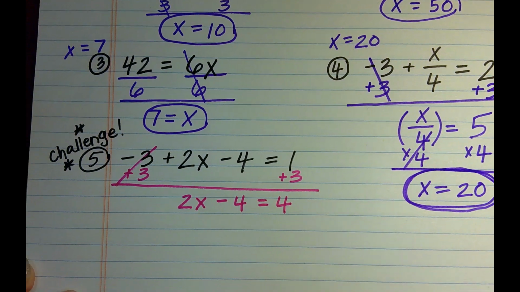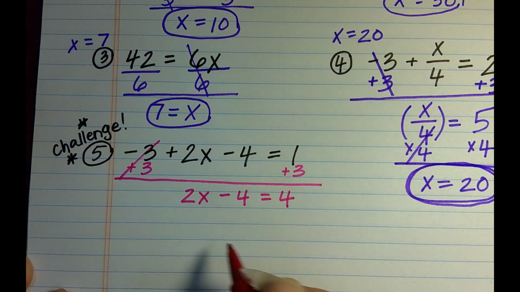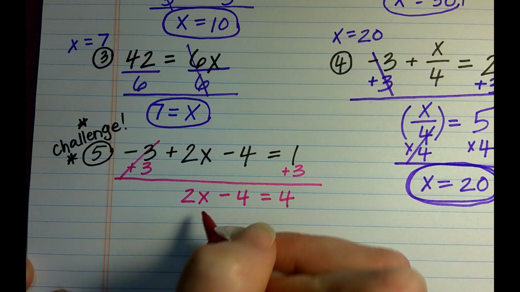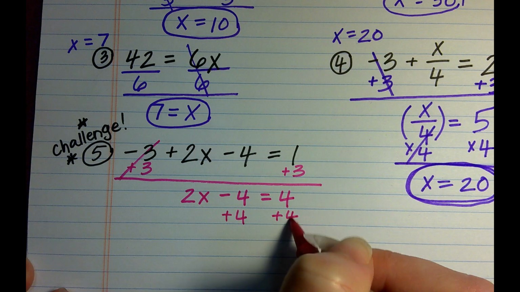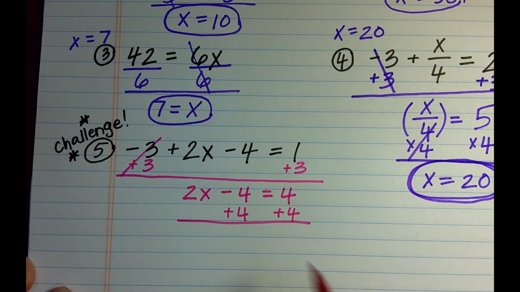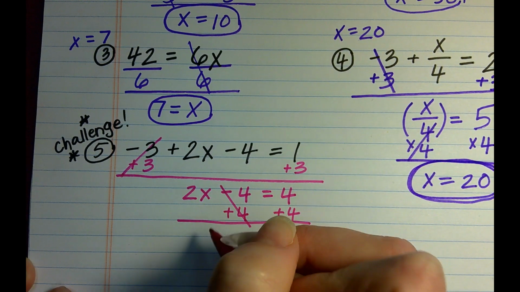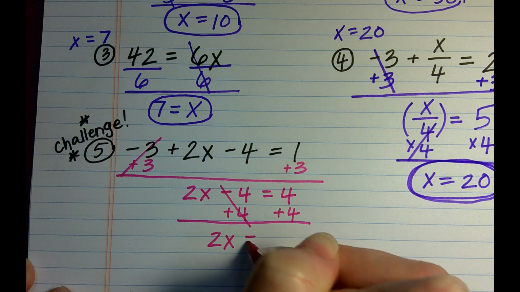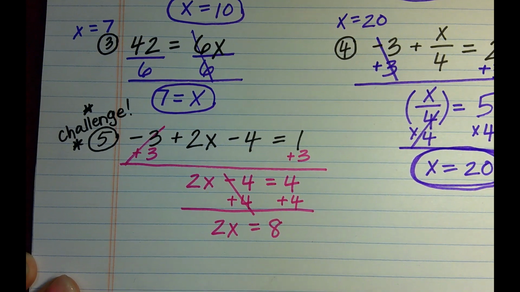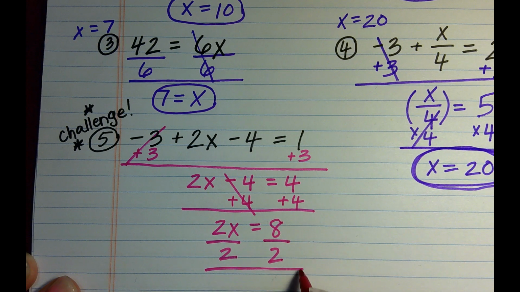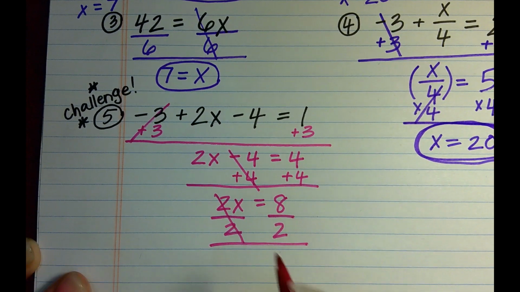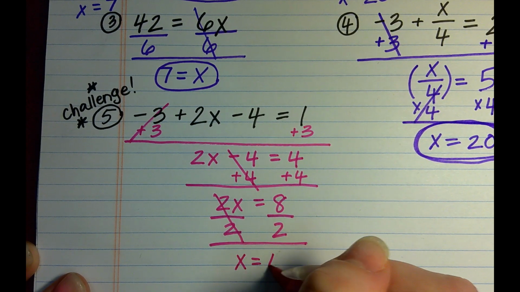Perfect. What'd you do next? Now I subtracted that 4. Oh, yeah, the added. I did it backwards. You got it. Just add 4 to both sides. Perfect. The 4's cancel. So 2x equals 8. Now I divide 2 from each side. The 2's cancel. x equals 4.